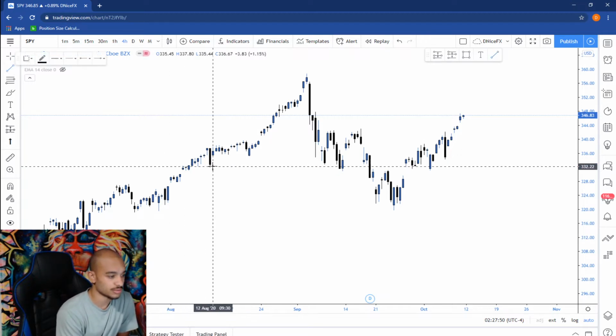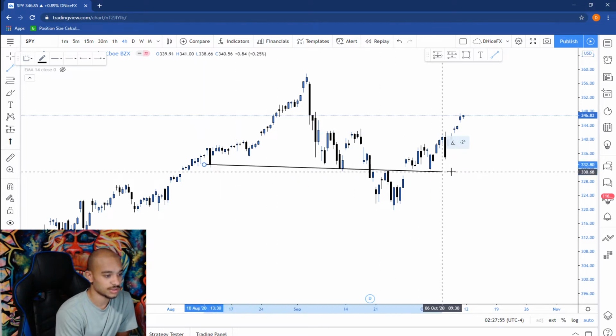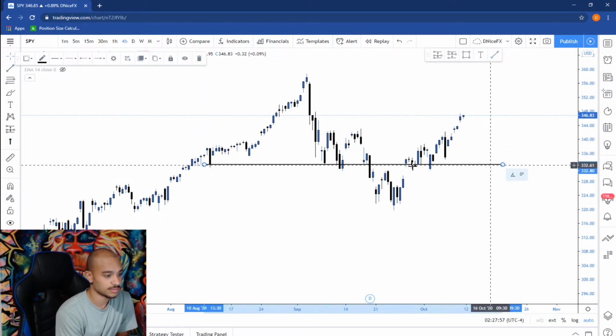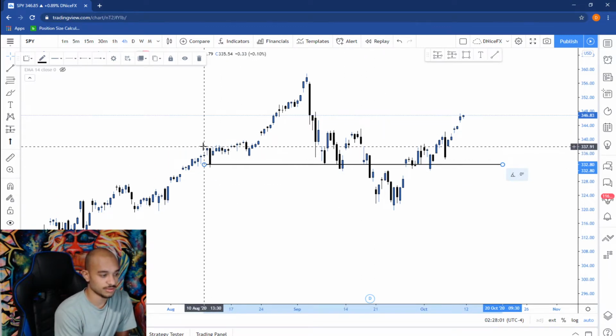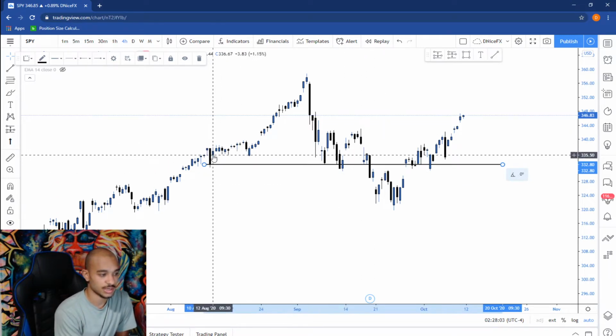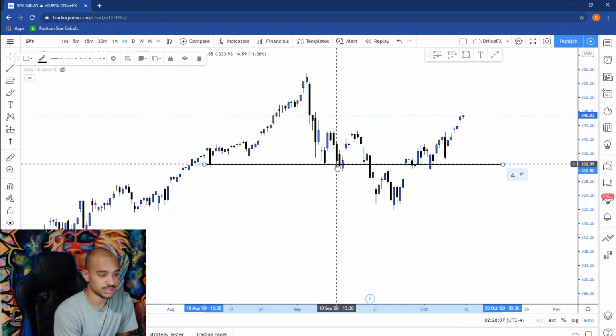So right here, you can say this is a support. Price came into here previously, before all this happened, very strongly, but then the next day it gapped all the way back here, and then it held this level and went up. So you could say this is a strong support.